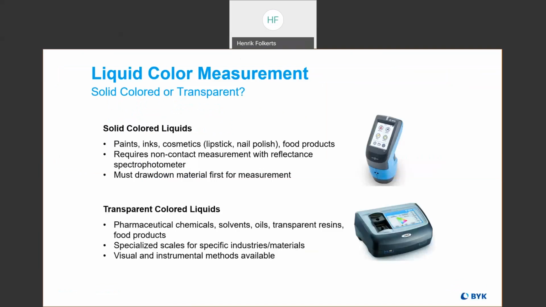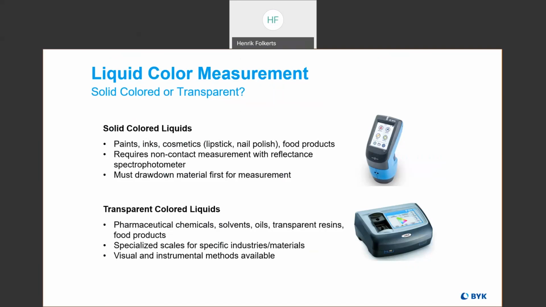So there are 2 ways that you can measure liquid colors. If you're talking about solid colored liquids or liquids that are more or less opaque, these are things like paints, inks, cosmetics, and sometimes food products. This requires non-contact measurement with a reflectance spectrophotometer, such as our Spectra 2 guide instrument. And in order to do that, you have to draw down the material first in order to measure it.